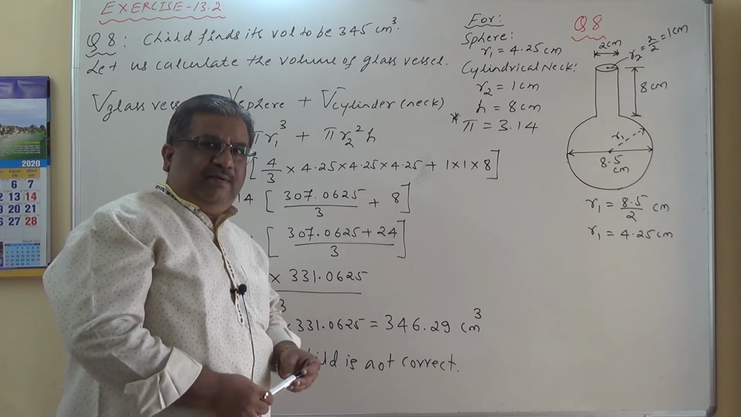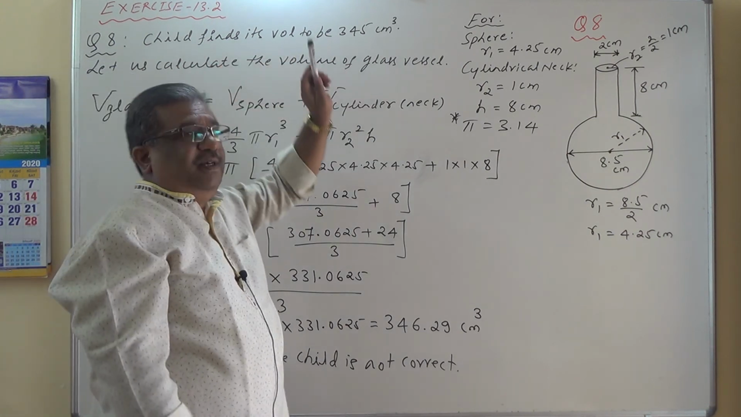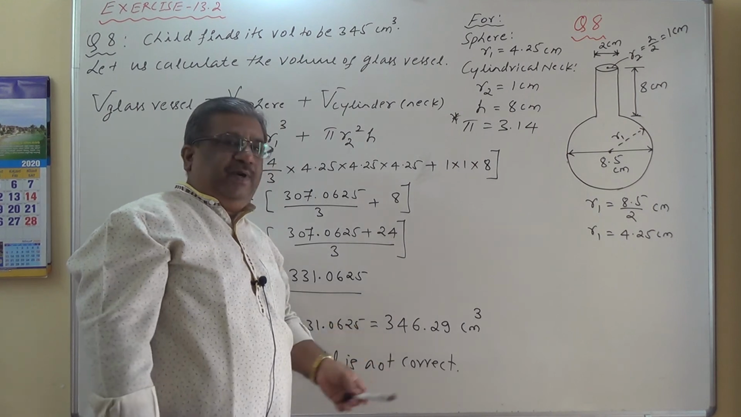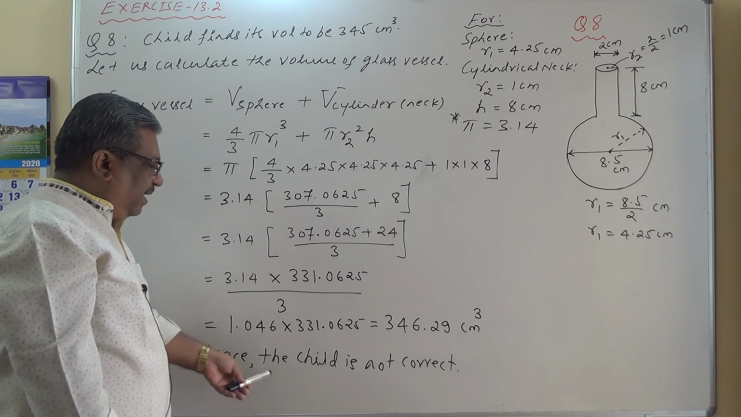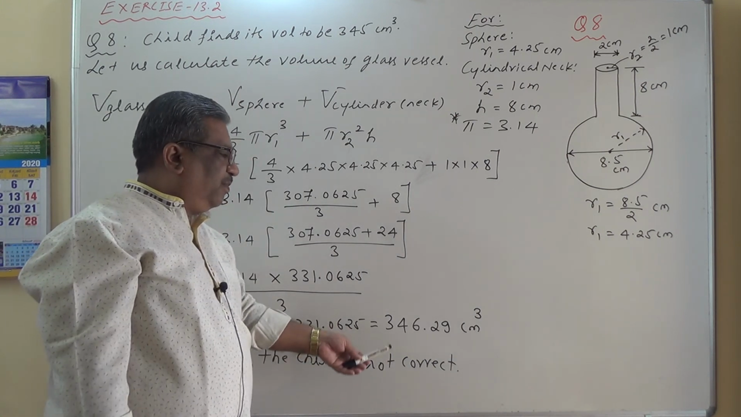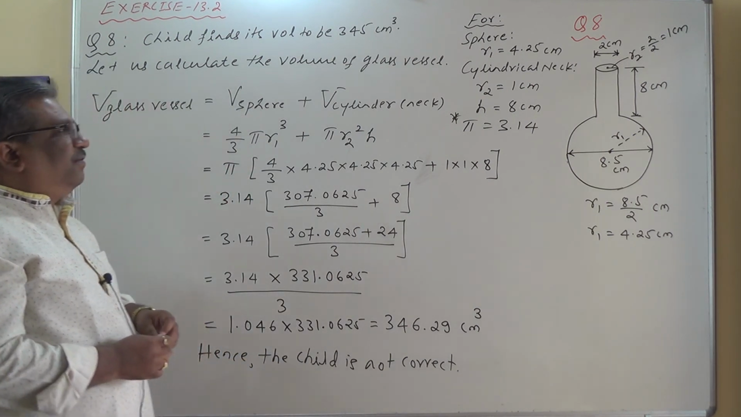So is it correct what the child has measured? Measurement of the child is 345 cubic centimeter, whereas our calculation shows 346.29 cubic centimeter, and therefore my conclusion could be the child is not correct and the correct volume is 346.29 cubic centimeter, isn't it? So make a note of this.